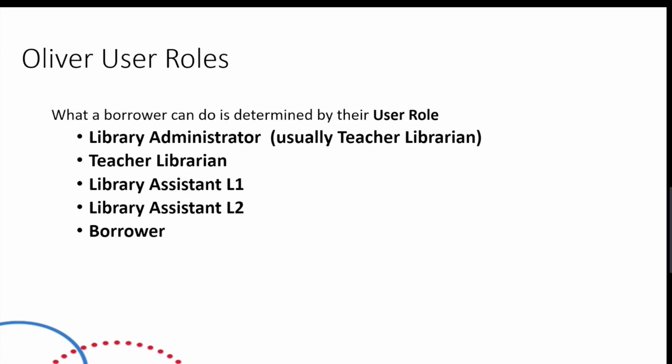The different roles that are available, in order of most access to least access, the very top level is called Library Administrator, and this is usually the teacher librarian. If you don't have a teacher librarian in the library, you can still have a library administrator. You don't need to be a TL to be a library administrator, it's just the name it's given. And the library administrator has access to all areas of Oliver.